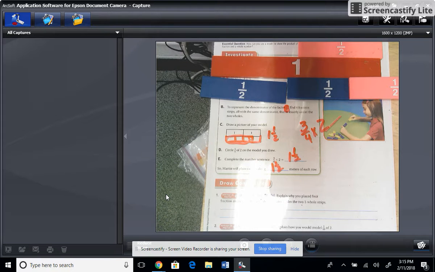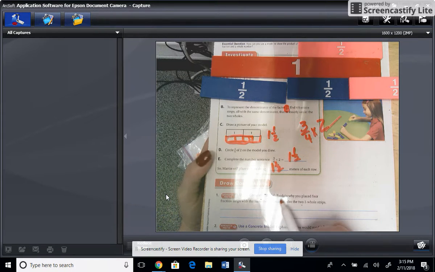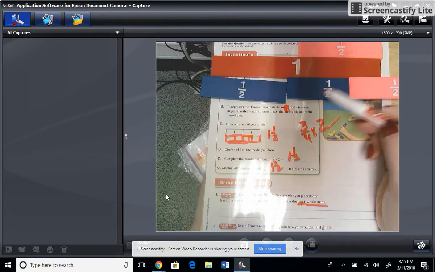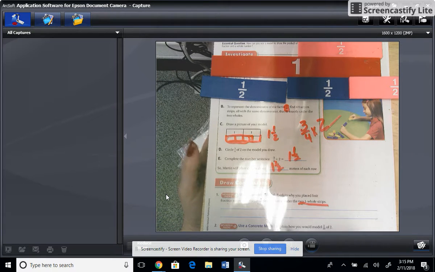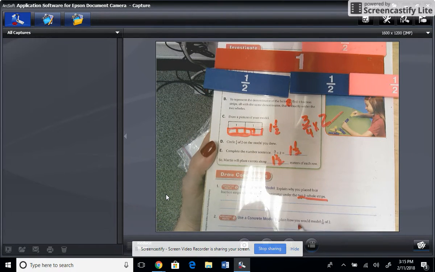Here it says, explain why you place 4 fraction strips with the same denominators under the 2 whole strips. Because my denominator tells me how many equal parts I need. Explain how you would model 3/10.